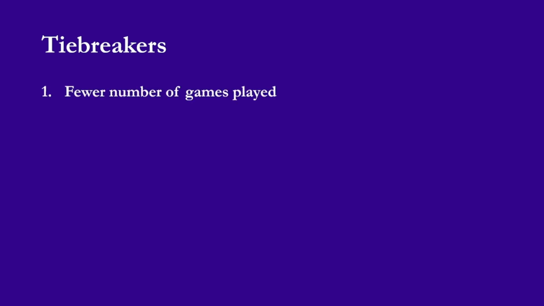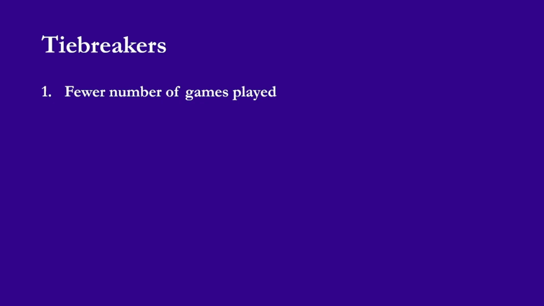The first tiebreaker only matters during the regular season and becomes moot when the season ends. It's the fewer number of games played. By the end of the season, all teams play the same number of games, but during the season, the team with fewer games played is at the top since they can earn more future points, given that they have more games to play and more opportunity to earn those points.